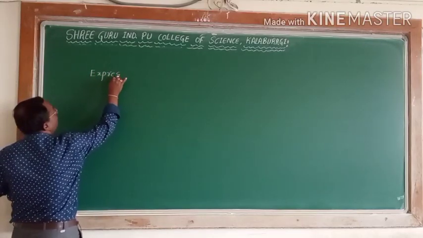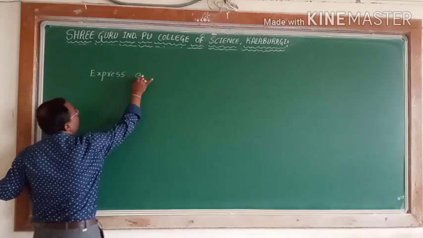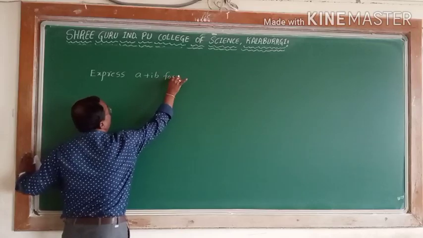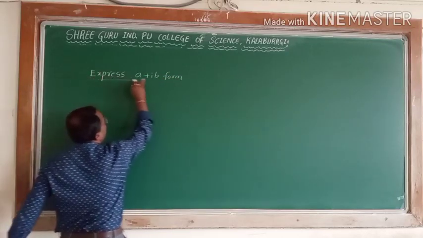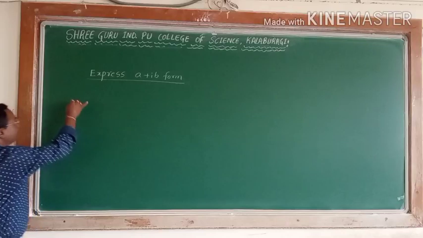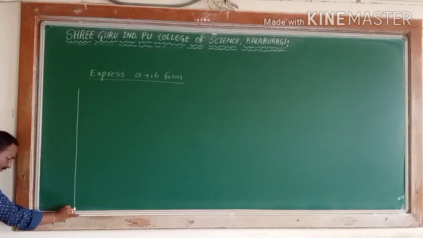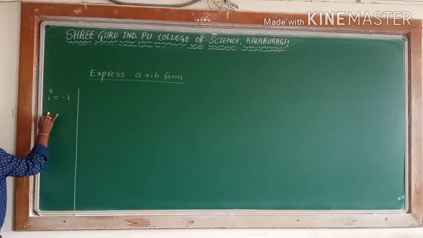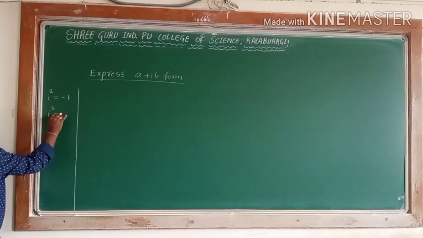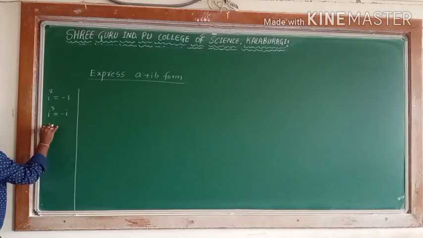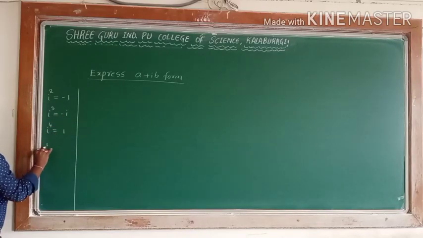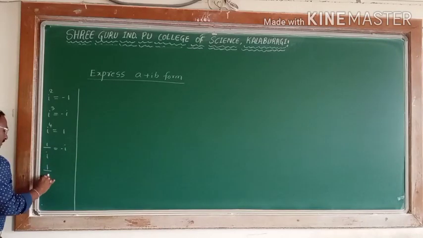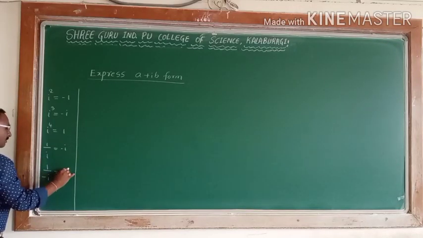Express in a plus ib form. i square value is minus 1, i cube value is minus i, i power 4 is 1, 1 by i, 1 by minus i.